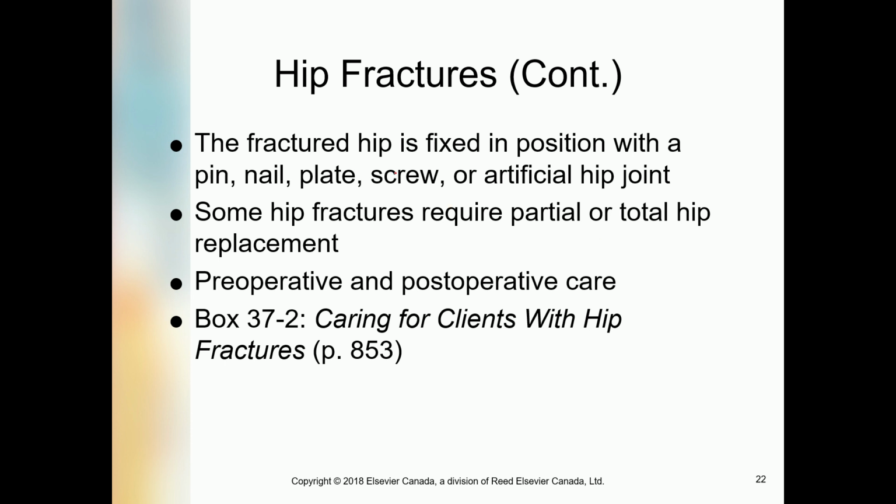If the fracture continues, the fractured hip is fixed in position with a pin, nail, plate, screw, or an artificial hip joint. Some hip fractures require partial or total hip replacement. It's called THR, total hip replacement, or sometimes partial hip replacement.